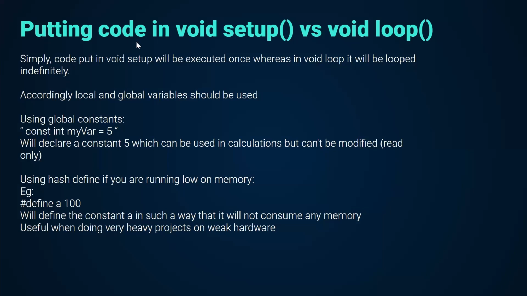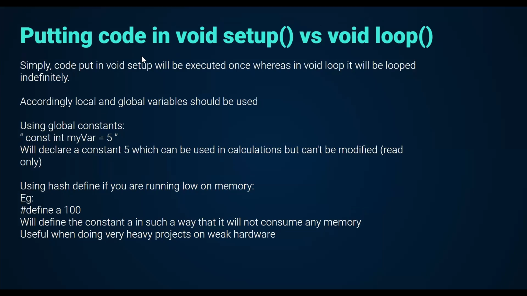Okay, so previously we left off with why I prefer to use the global constant instead of hash define. Hash define doesn't cost any memory, so that's why people say it's a safer option. Anyway, next question. So next slide.